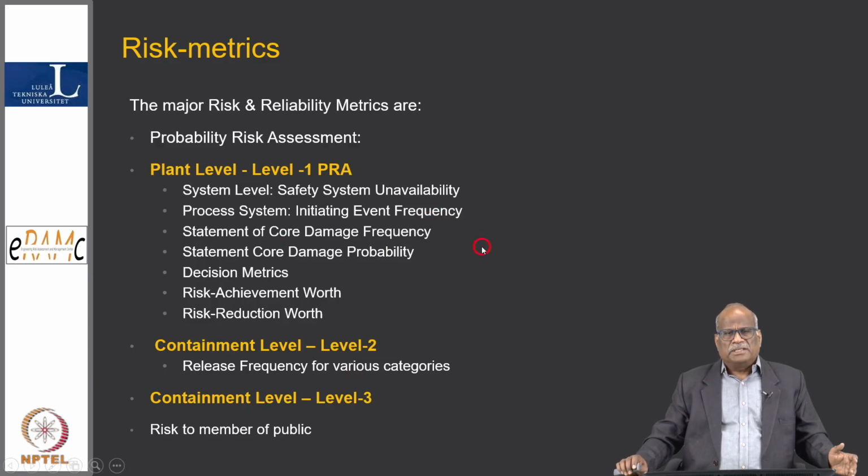And process system initiating event frequency, they are basically like loss of offsite power. It is a site specific condition, but what kind of provisions have been made in the plant to address it if the initiating event frequency is more or less. In that sense, it is one of the important metrics. Statement of core damage frequency. It is used in respect of nuclear power plants, but if I remove the word core, it is damage beyond a limit where the plant cannot be brought back from the damage condition. So it is called core damage frequency.